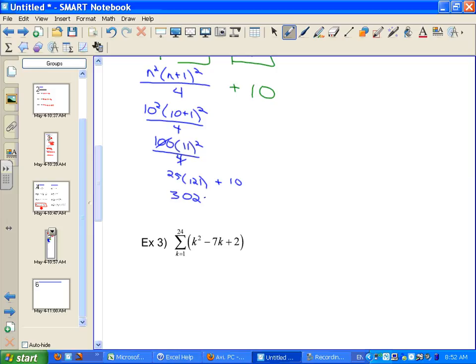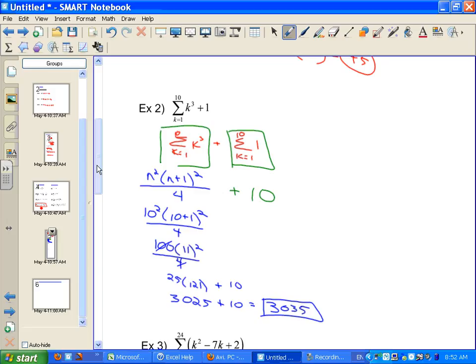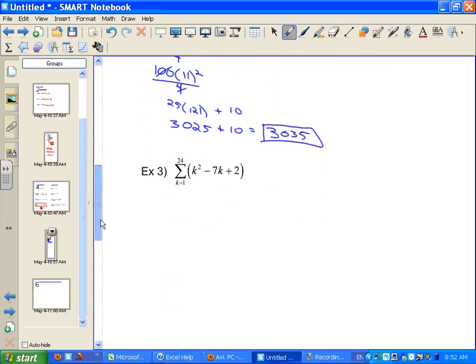3,025 then, plus 10, so total 3,035. Plugging it in the formula beats going, all right, 1 cubed plus 1, plus 2 cubed plus 1, plus 3 cubed plus 1, all the way up to 10. Okay, but plugging it in the formula is much better.